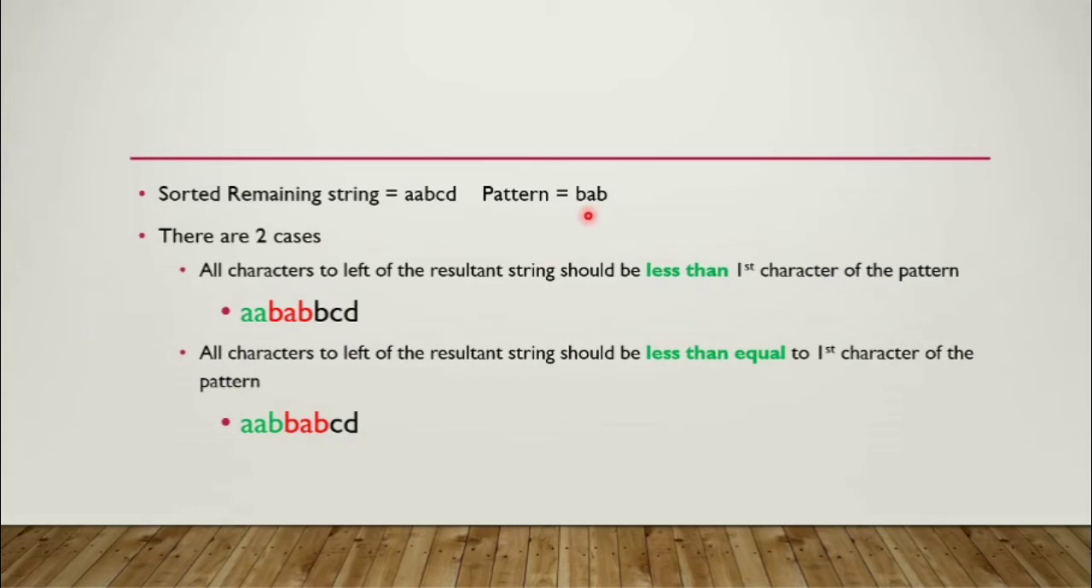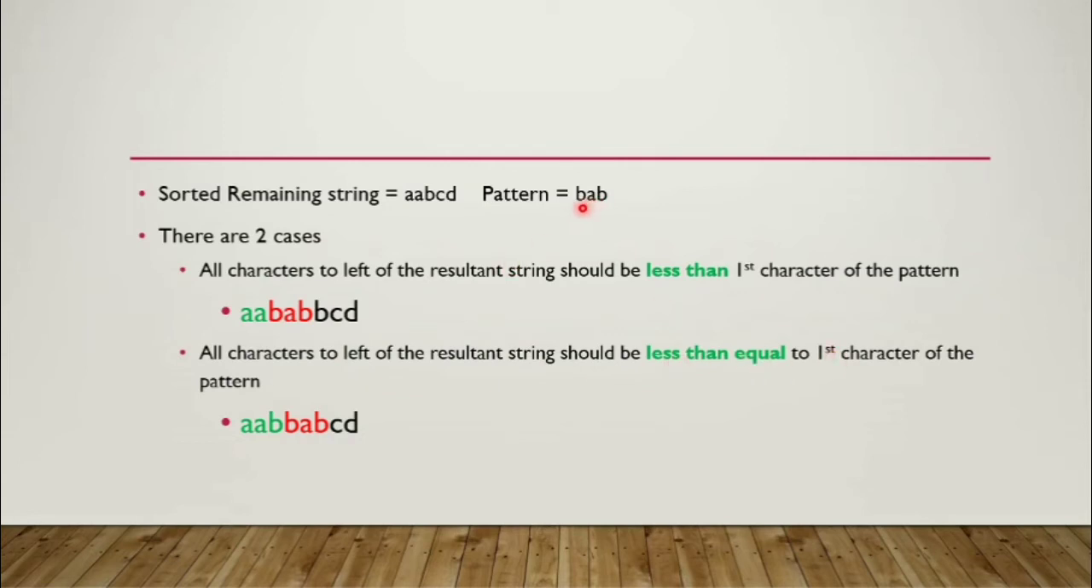To insert the pattern into the string, there are two cases. First case is all the characters to the left of the resultant string should be less than the first character. So here the first character of the pattern is B. So from the sorted string, if we see what are all the characters which are less than B, there are two A's which are less than B. So after these two A's, we have to insert our pattern, and then we will insert the remaining of the characters. Now the second case is the left of the resulting string should be less than or equal to the first character of the pattern.